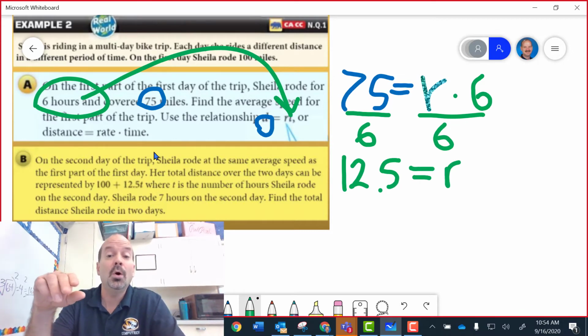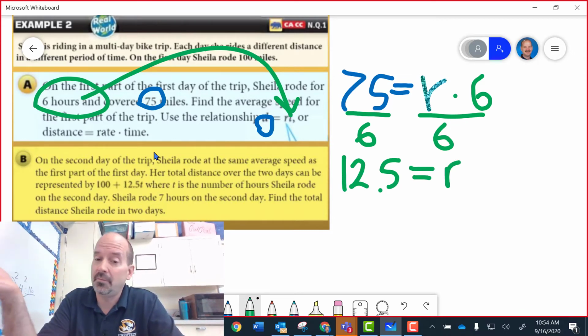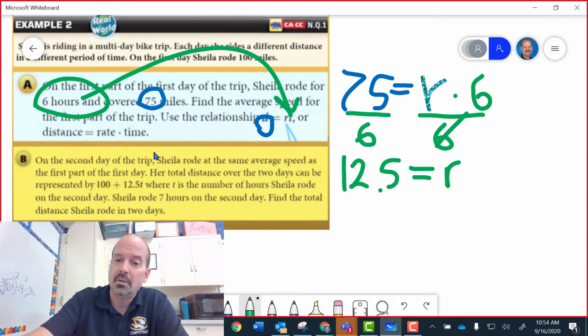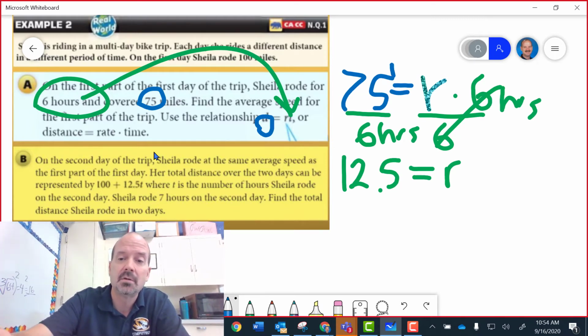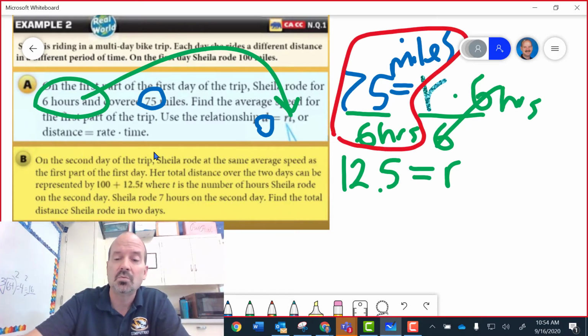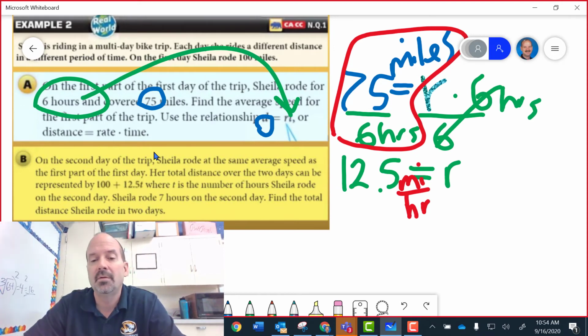Now, if you wanted to do dimensional analysis to see if you're following the right formula, it's a good idea. So on this 6, it really should have been 6 hours, right? So I'm dividing by hours. And the 75 would be 75 miles. And so you notice over here, we end up with miles divided by hours, which is why it's 12.5 miles per hour. Okay, so the units actually work out on this one. All right, so that was the first part.